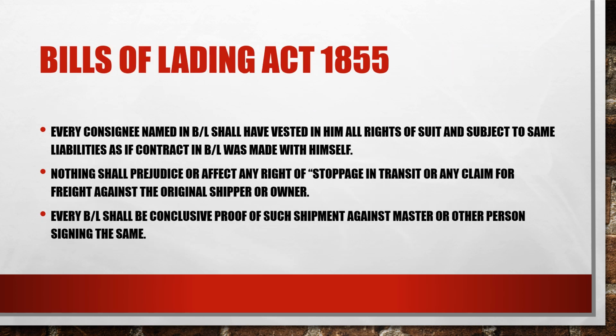Bill of Lading Act 1855 states that every consignee named in a bill of lading shall have vested in him all rights of suit and be subject to the same liabilities as if the contract in the bill of lading was made with himself. Nothing shall prejudice or affect any right of stoppage in transit or any claim for freight against the original shipper or owner. Every bill of lading shall be conclusive proof of such shipment against the master or other persons signing the same.